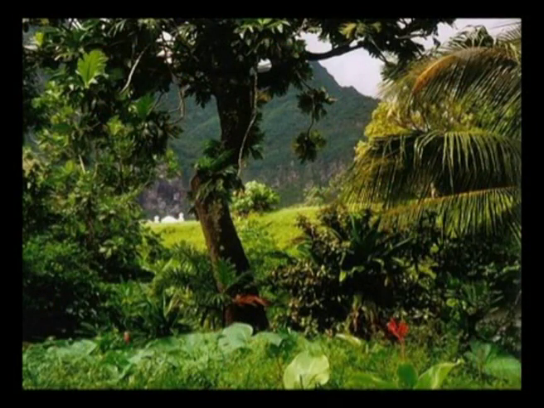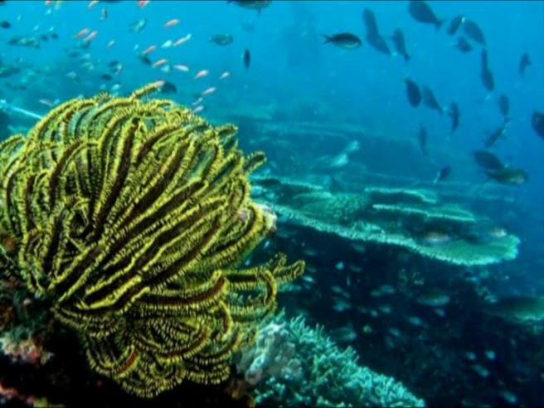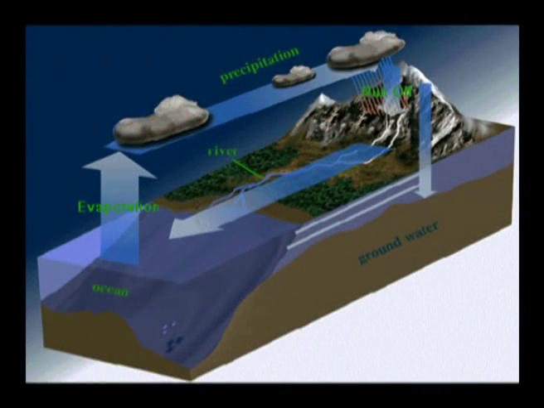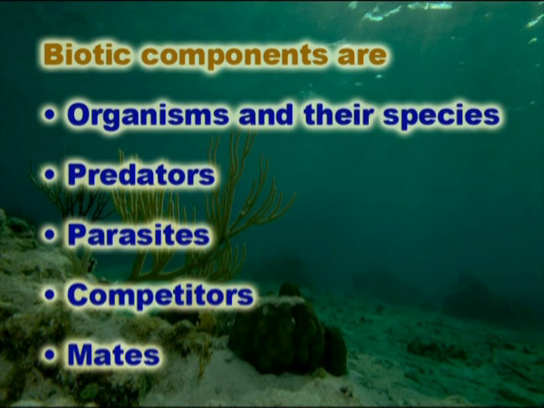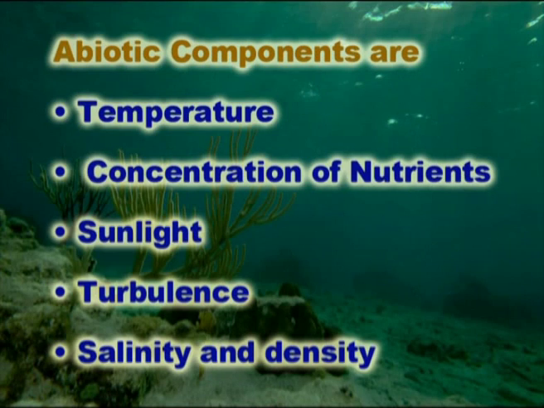Let us see the first part, characteristics of marine ecosystems. Marine ecosystem is characterized by many biotic and abiotic components. The biotic components are organisms and their species, predators, parasites, competitors and mates. The abiotic components are temperature, concentration of nutrients, sunlight, turbulence, salinity and density of water.